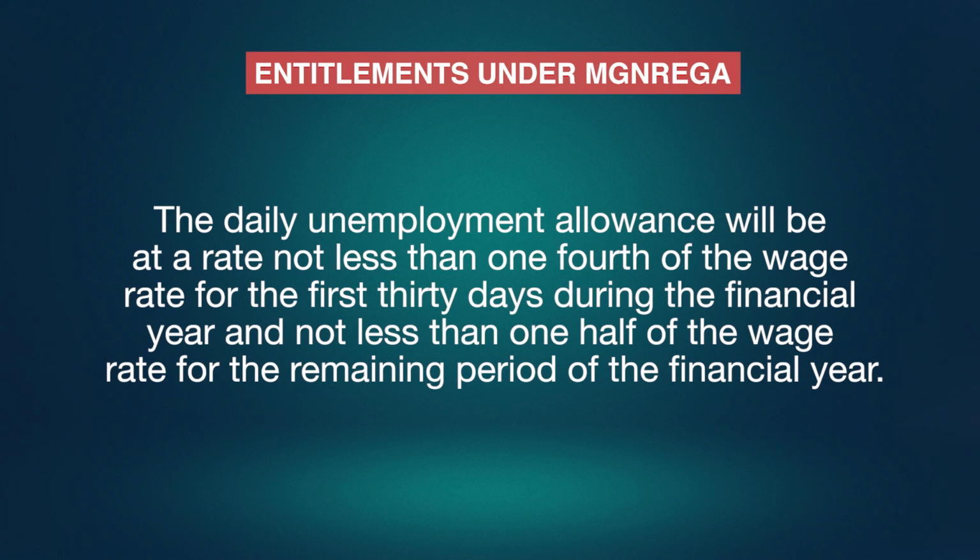The daily unemployment allowance rate is also fixed. The Act specifically provides that the daily unemployment allowance will be at a rate not less than 1/4 of the wage rate for the first 30 days during the financial year and not less than 1/2 of the wage rate for the remaining period of the financial year. Thus, his financial security is also protected in the event he does not get a job in that particular financial year in which he has applied.